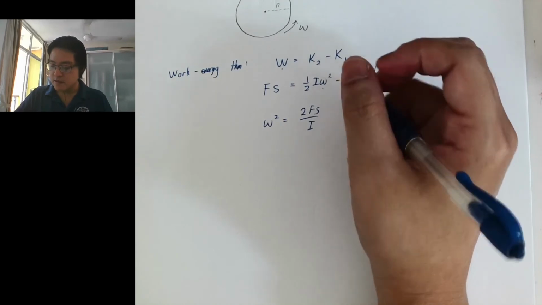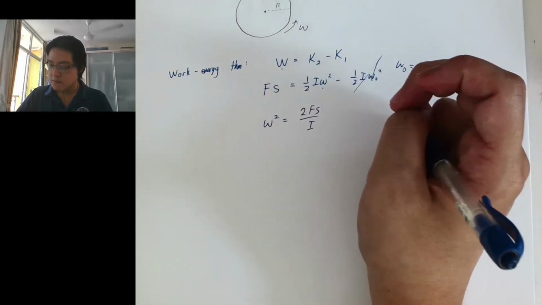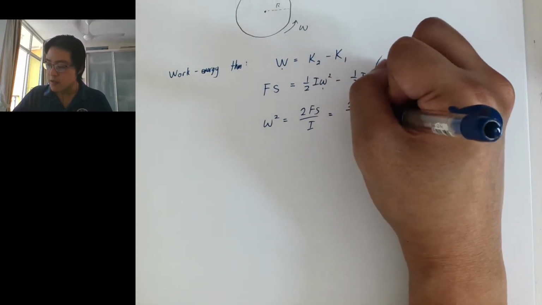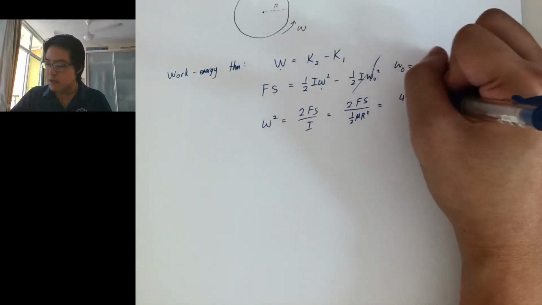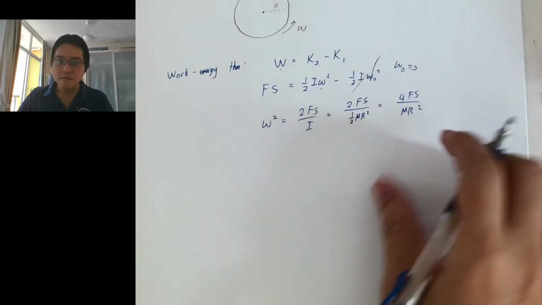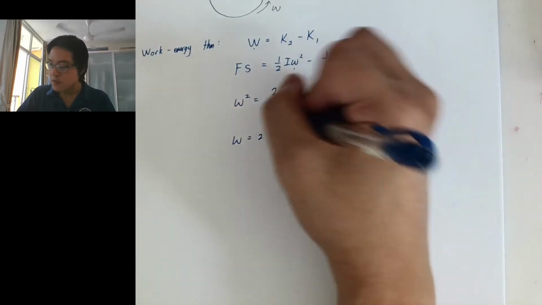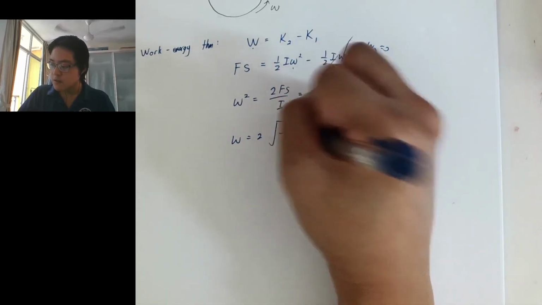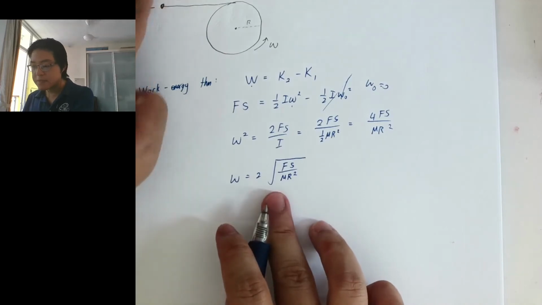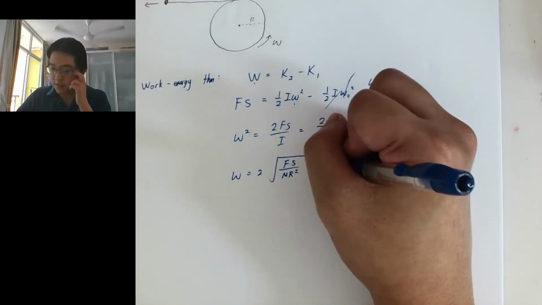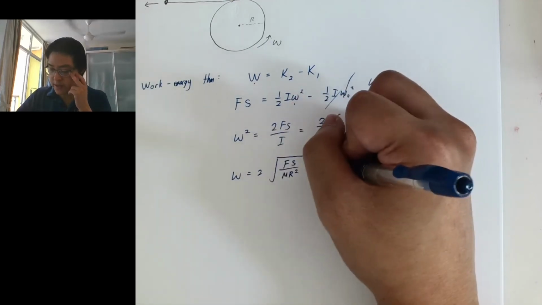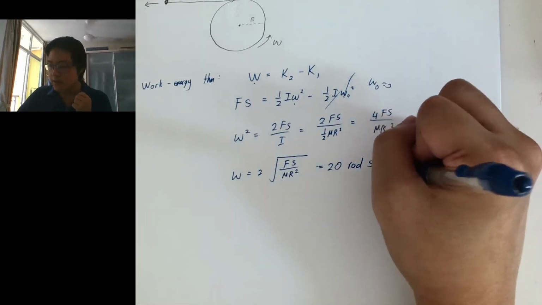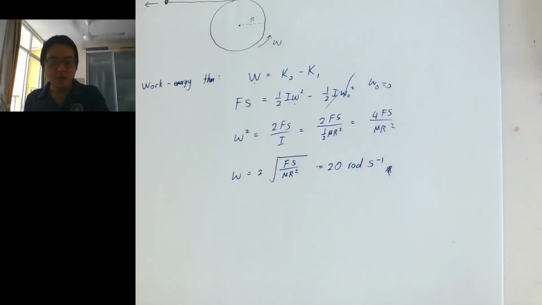Okay, then 2Fs over I. And what is I? I is half mr squared, which is to say that this is 4Fs over mr squared. So my omega is just 2 times the square root of Fs over mr squared. Okay, so F is 9, s is 2, m is 50 kg, the radius is 0.06 meters. If you calculate the value, you will get 20 radians per second. So that is the angular velocity of the cylinder rotating.